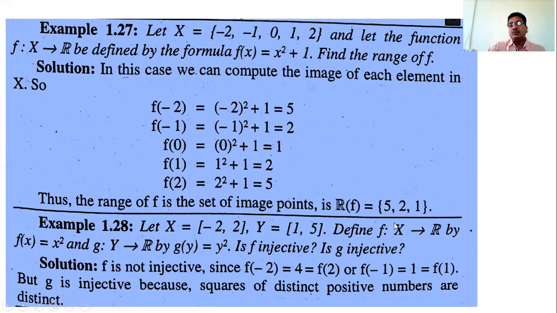different elements taken from this set X, and their images are also different, then the function is injective. But if you have at least two elements in this domain, that is, two elements in this set X such that their images are the same under this function, then the function is not injective.